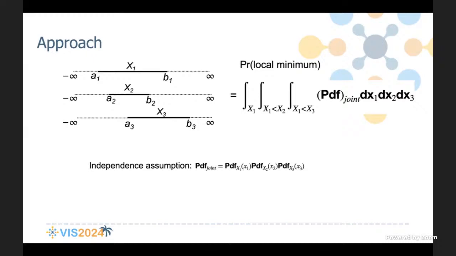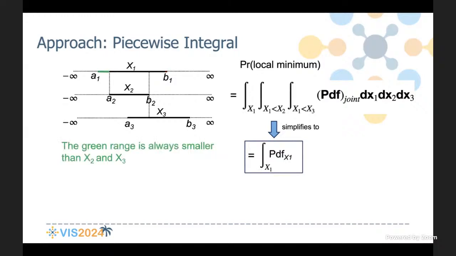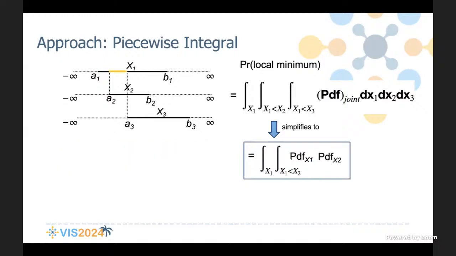Now, but how to compute it in closed form and also programmatically? So if you look closely at this red segment here, essentially this red segment is always greater than random variable x2, and hence it cannot ever result in a local minimum. So we essentially compute this triple integral in a piecewise fashion. Then we look at this other piece in green, which is always smaller than x2 and x3, and hence this triple integral simplifies to this one integral because the inner integrals do not depend on the value of x1 for this green segment. And similarly, we compute the other two pieces.